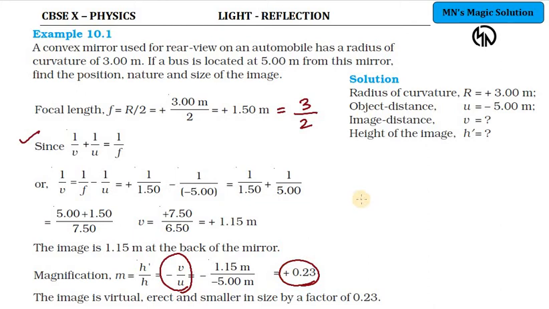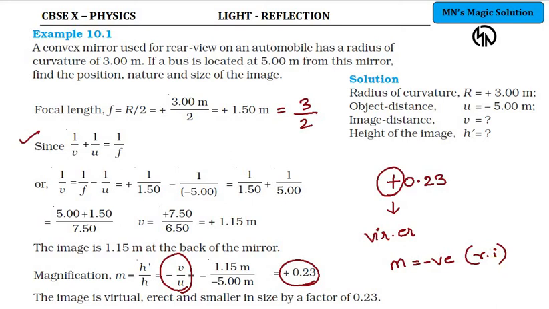So over here the magnification is plus 0.23. In case of mirrors, when the magnification is positive, it means that it is a virtual erect image. And if magnification is negative, then it will be a real inverted image. And the magnification part, we have to divide it into two parts. One is the sign. Using the sign you can deduce these ideas, and using the value over here, see 0.23.